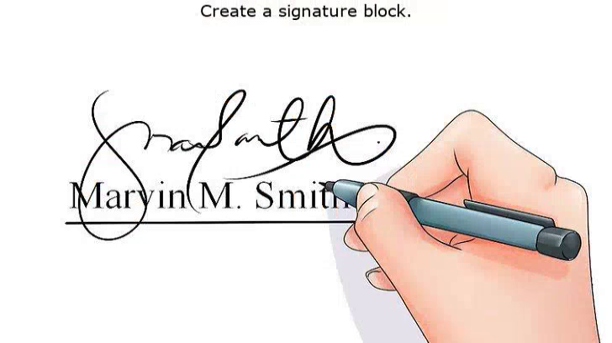Step 4. Create a signature block. Provide a space for the affiant's signature, with his or her typed or printed name below, and a space to fill in the date of signing. This will be completed in the presence of a notary.